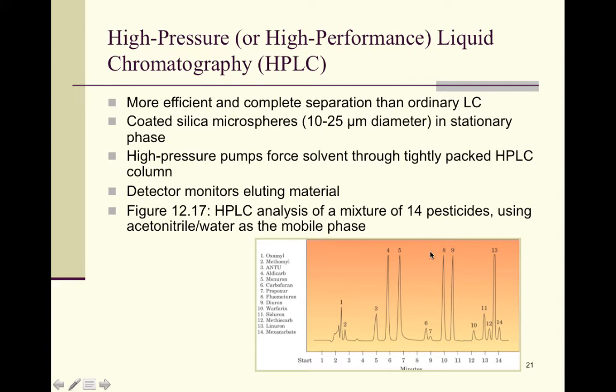Here is an HPLC analysis of a mixture of 14 different pesticides, and the mobile phase was an acetonitrile-water mixture. All of these 14 different pesticides have been identified on this spectrum.